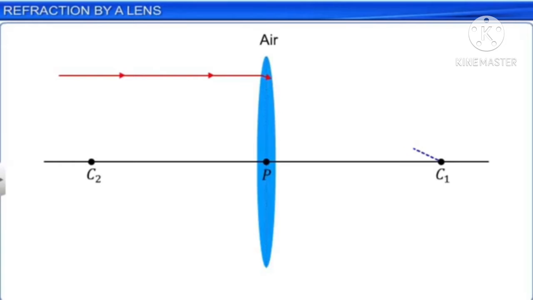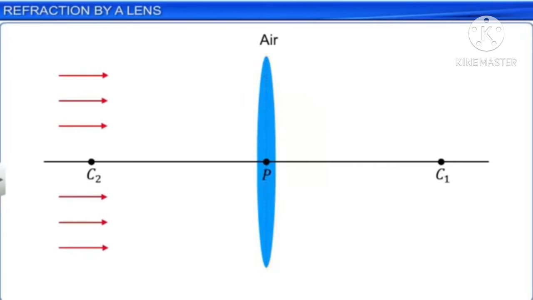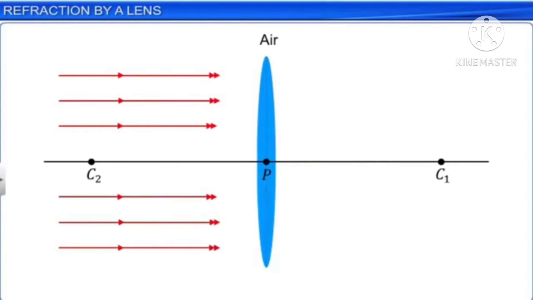Paraxial rays parallel to the principal axis incident on a double convex lens, upon refraction, converge to a point on the principal axis. This is called the second principal focus of the lens. The principal focus towards the source of light is called the first principal focus of the lens.